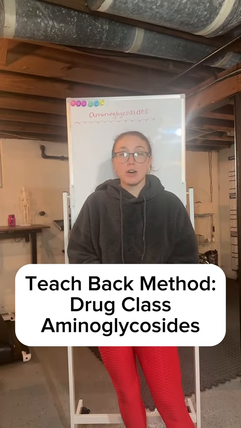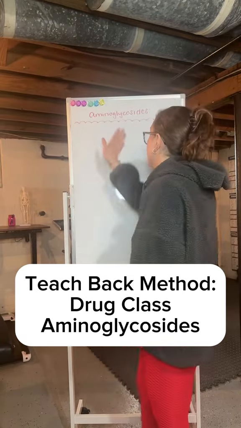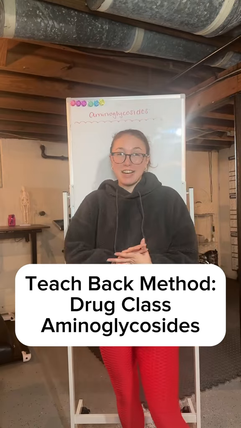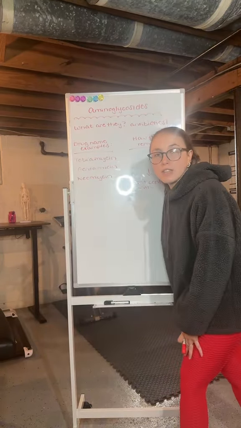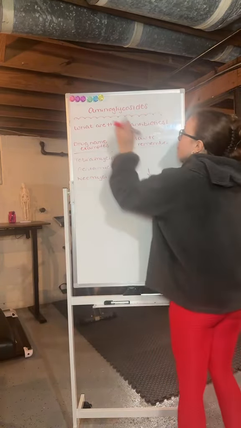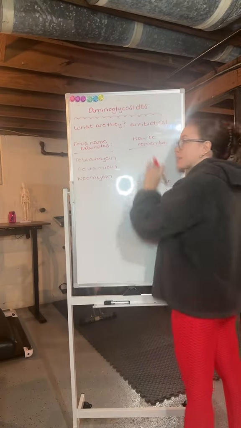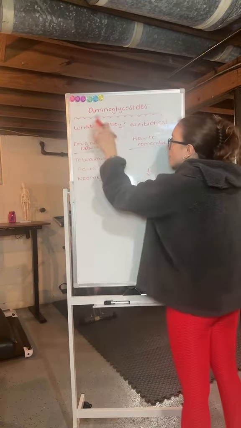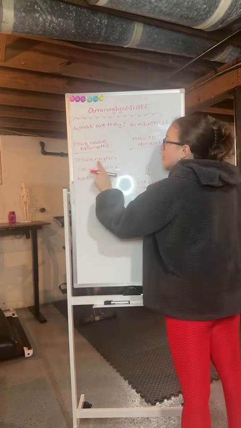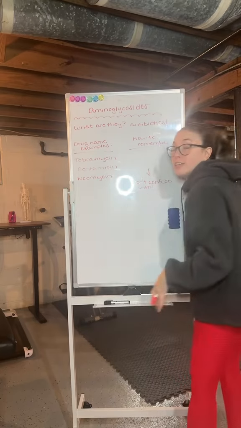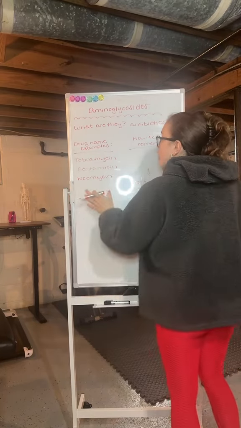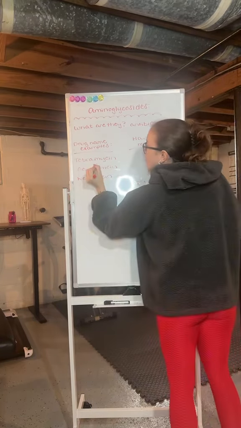For today's video, we are going to be talking about the drug class aminoglycosides. Let's break it down. To start us off, what is this classification of drugs used for? So aminoglycosides are antibiotics. A couple examples that fall under this drug classification are tobramycin, gentamicin, and neomycin. You might already see the pattern here. So drugs that fall under this classification are going to end in mycin.